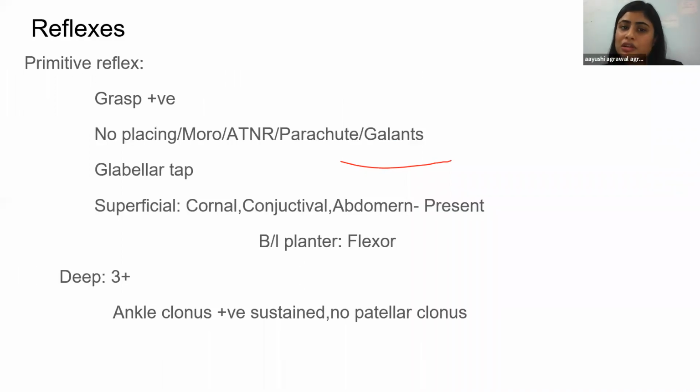Reflexes wise, there was no Moro or ATNR, no primitive reflexes. Neonatal reflexes were not there. Grasp was present.